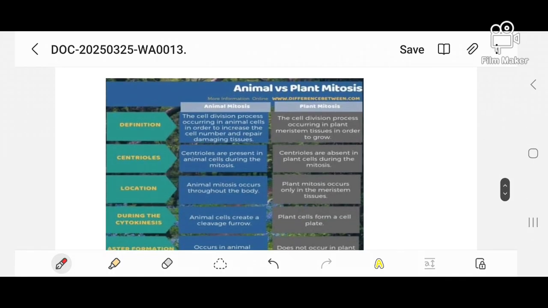Now we will study the difference between animal mitosis and plant mitosis. Animal mitosis means the cell division process occurring in animal cells in order to increase the cell number and repair damaged cells. In plant mitosis, the cell division process occurs in plant meristem tissues in order to grow. Okay, see, the difference may come for 2 marks.